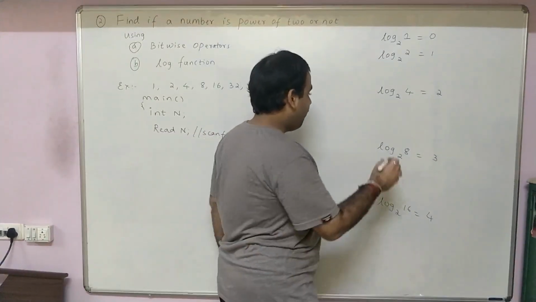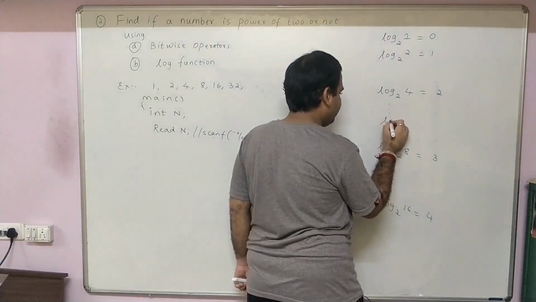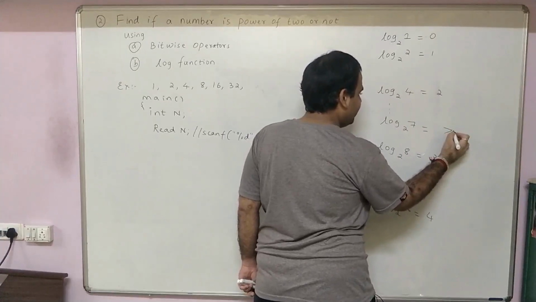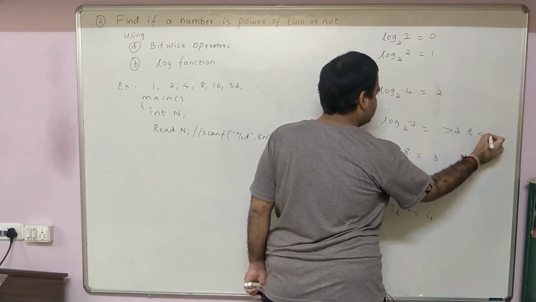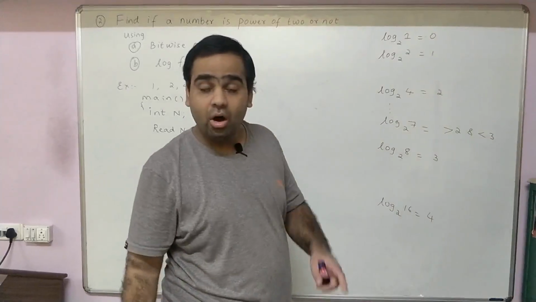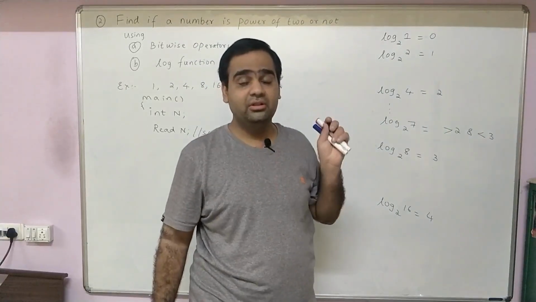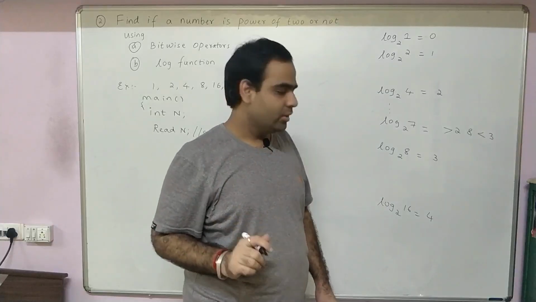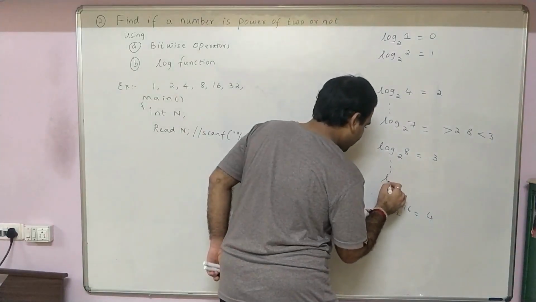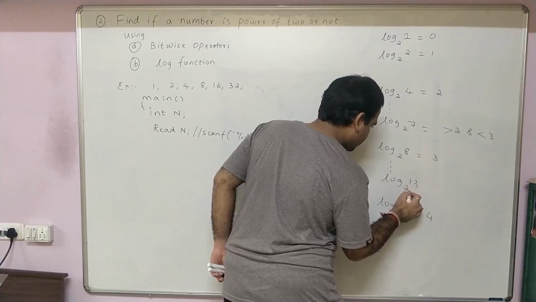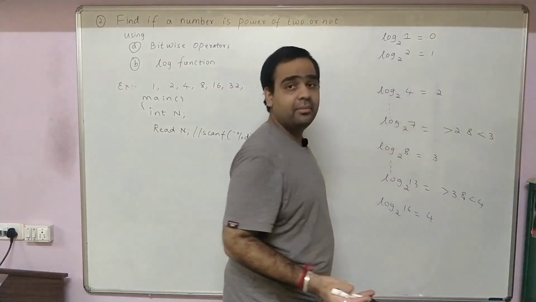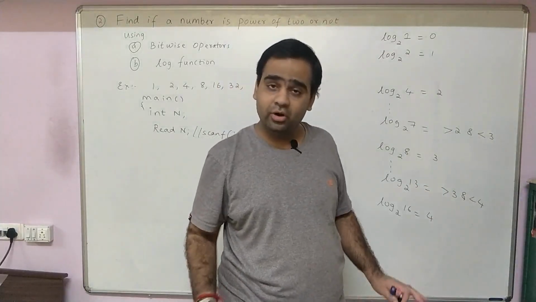Now, what about something in between, like log 7 to the base 2? It will be greater than 2 and less than 3. It means it can be 2.8, I don't know, you compute it. Similarly, log 13 to the base 2 is somewhere greater than 3 and less than 4. It can be something like 3.7.